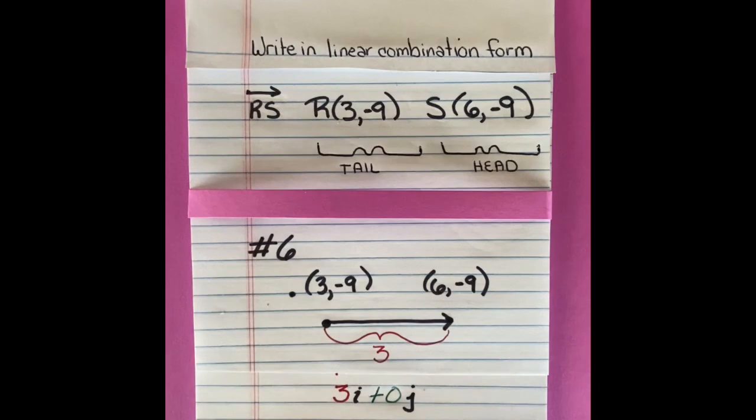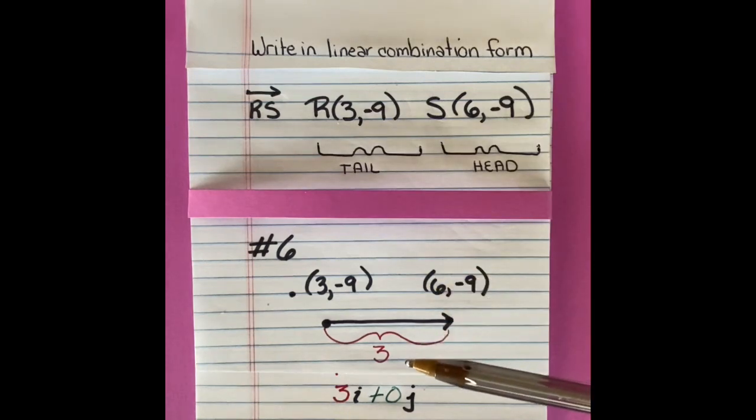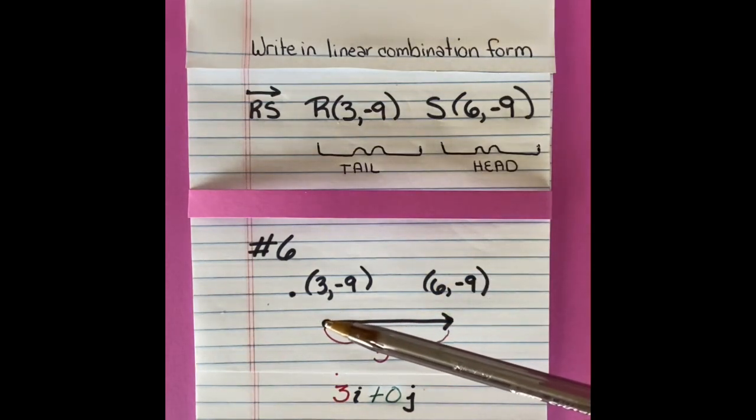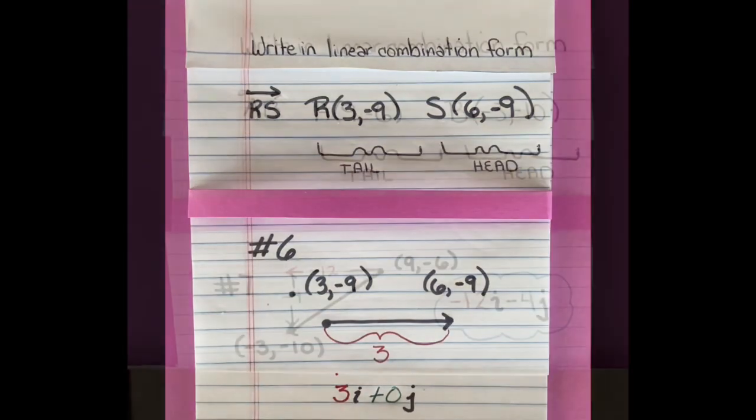To write vector RS in linear combination form, I began by sketching the vector RS. The tail is at (3, -9). The head is at (6, -9). To move from the tail to the head, I would need to move right 3, so 3i. I do not need to move up or down, so plus 0j, which simplifies to 3i. Vector RS in linear combination form is simply 3i.